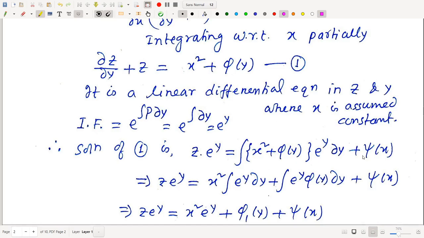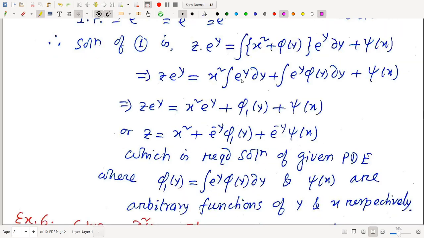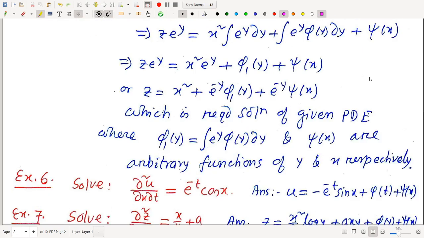It is e to the power y del y plus psi x. Now there are two integrals here: the integration of e to the power y is e to the power y, and this is an unknown function, so let us name the integral of e to the power y phi y del y as just phi 1 y, and psi x is an arbitrary function of x. Then dividing both sides by e to the power y, we get this line, which is the required solution of the given PDE.